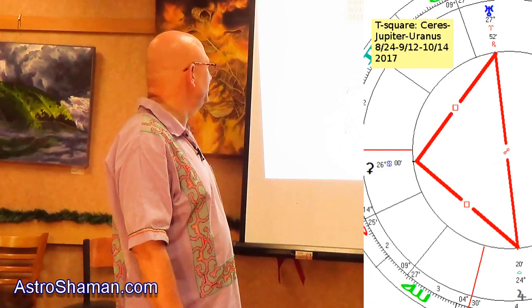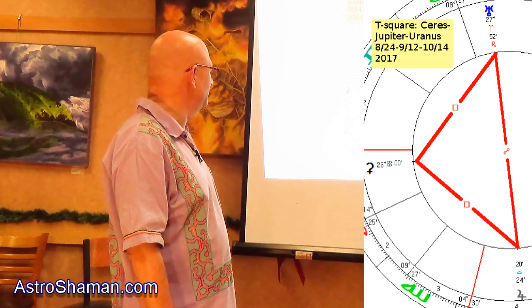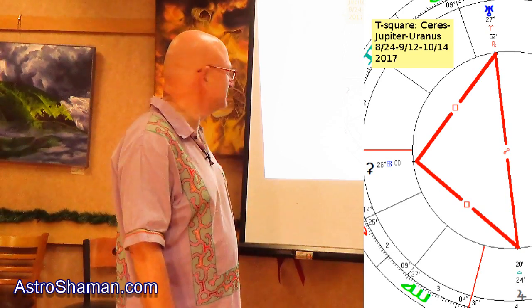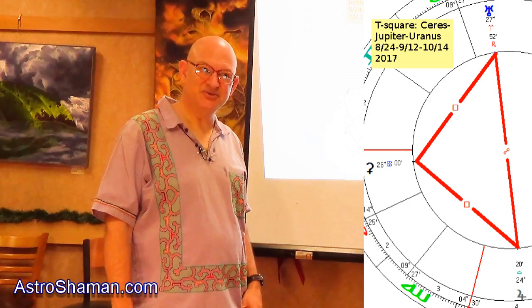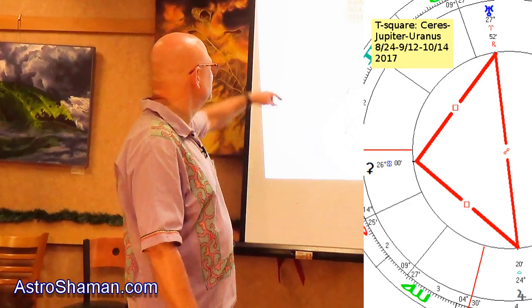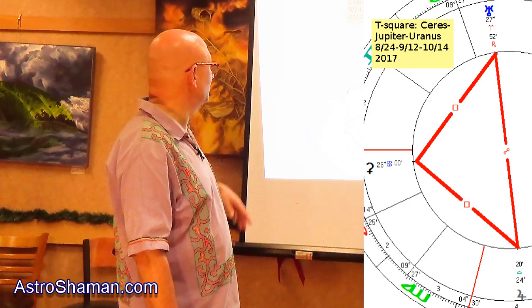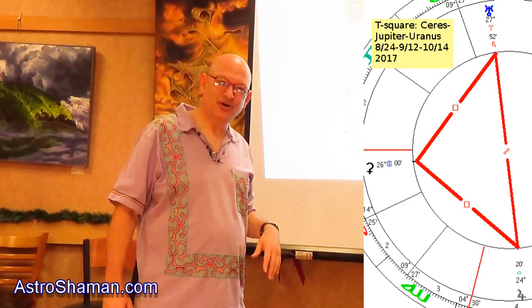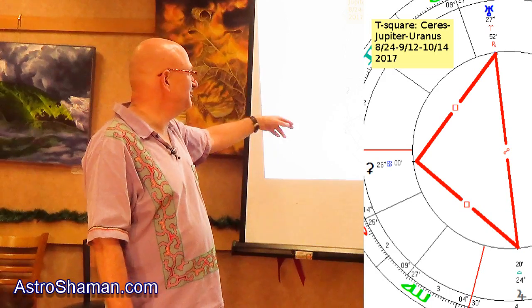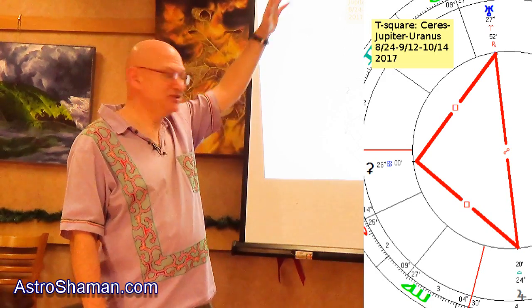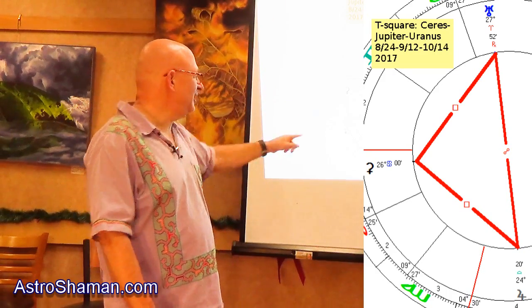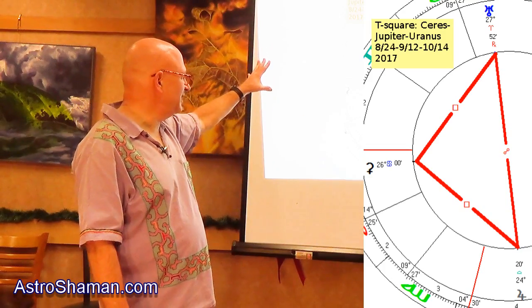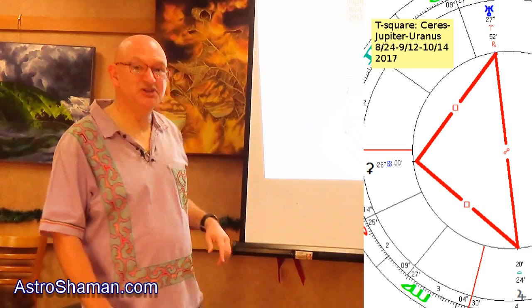Then Ceres comes back and hangs out with Jupiter and Uranus now. That's her third interaction with this T-square, isn't it? Okay, so August 24th to October 14. Again, that's almost 2 months. Same basic theme as before when Pluto was in the game. Ceres is still abundance. Uranus can be a sudden shift. Jupiter amplifying.